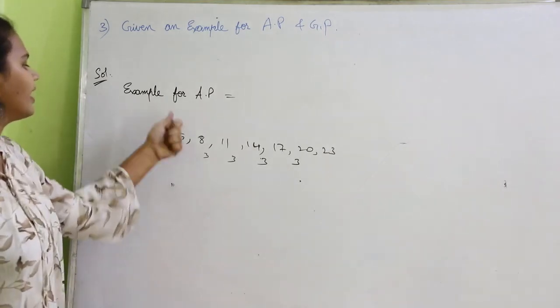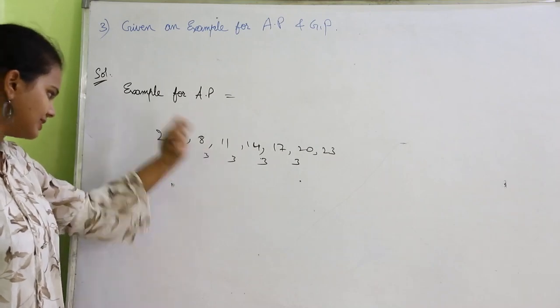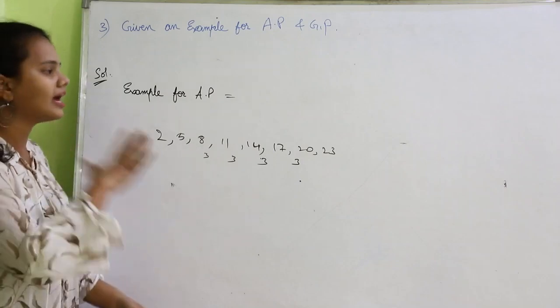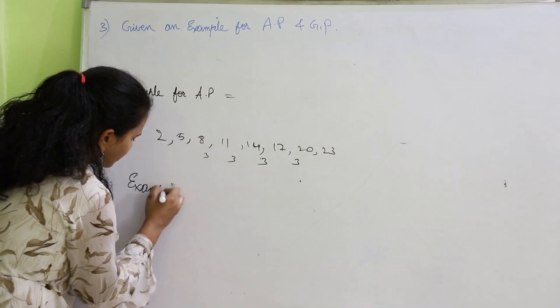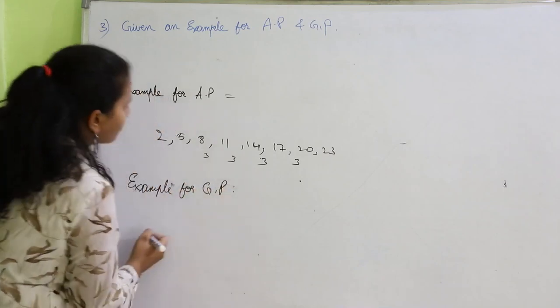2 plus 3, 5, 5 plus 3, 8, 8 plus 3, 11, 11 plus 3, 14, 14 plus 3, 17. So this is what arithmetic progression is. Now example for geometric progression, let us make it fast. Example for GP, geometric progression.